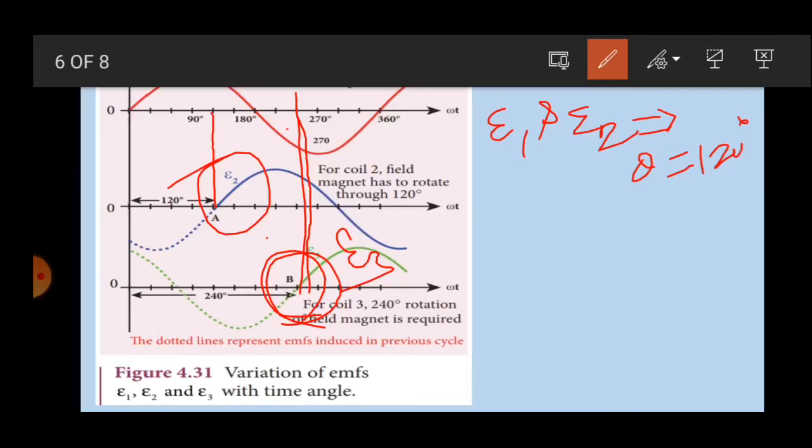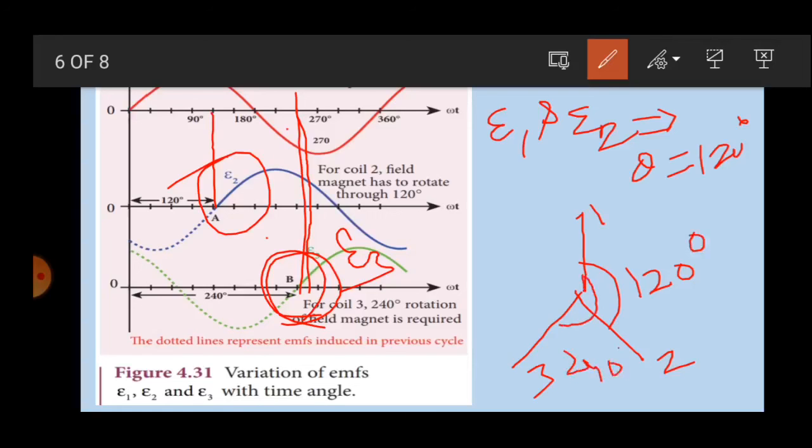So the EMFs produced in a three-phase AC generator have a 120 degree phase difference. Say for example, this is coil 1, this is coil 2, this is coil 3. Now what is the angle between coil 1 and 2? This angle is 120 degrees, and the angle between 1 and 3 is 240 degrees. Are you clear? For each two armature coils, the angle of 120 degrees is the phase difference.